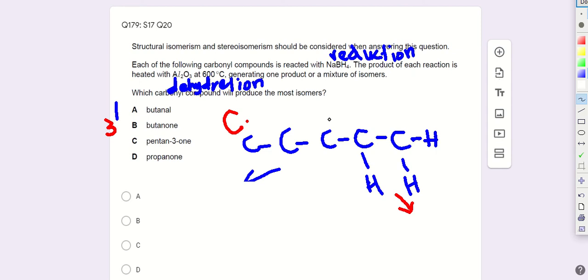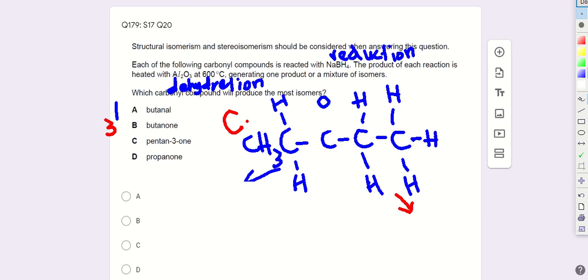Okay, the third carbon has a carbonyl group, pentan-3-one, right? The rest are alkyl groups. Okay, 2 hydrogen, then 3 hydrogen. Right. Now first do reduction. Again, it will turn this pentan-3-one into a secondary alcohol.